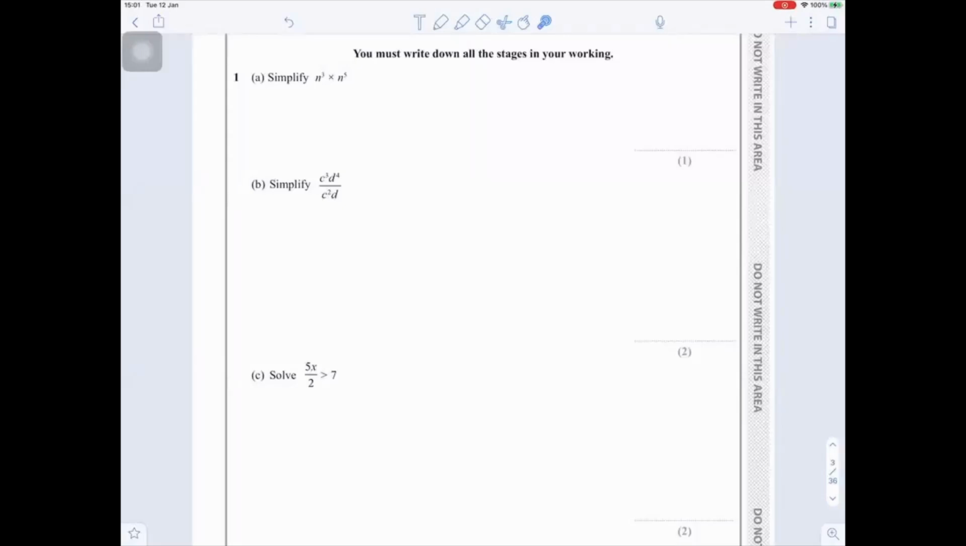Question number 1. Simplify n cubed times n to the power 5. 1b, simplify c cubed d to the 4 over c squared d, and part c, solve 5x over 2 is greater than 7.